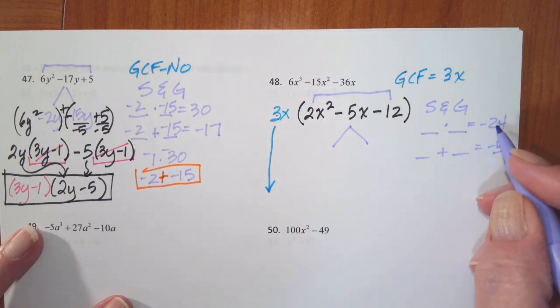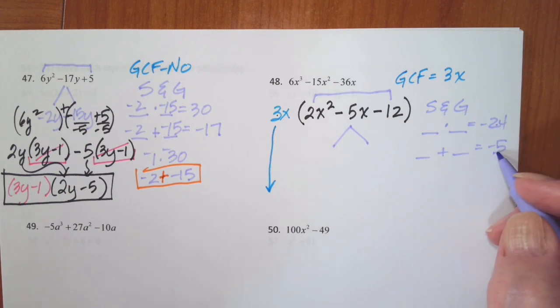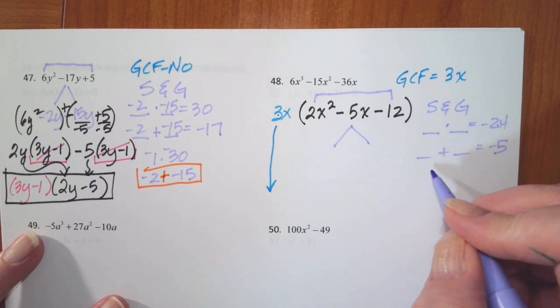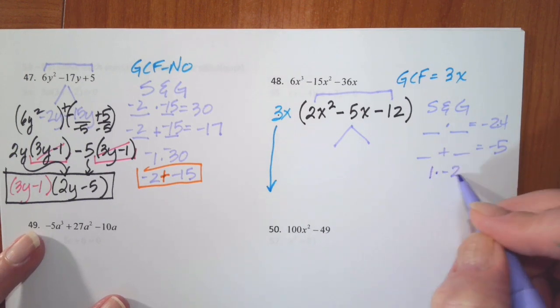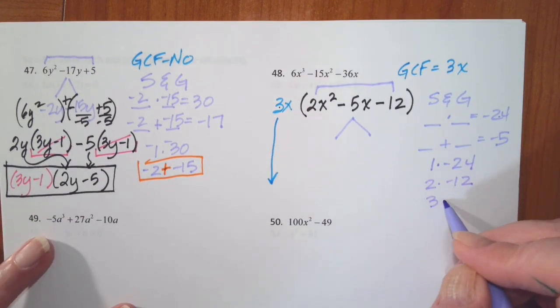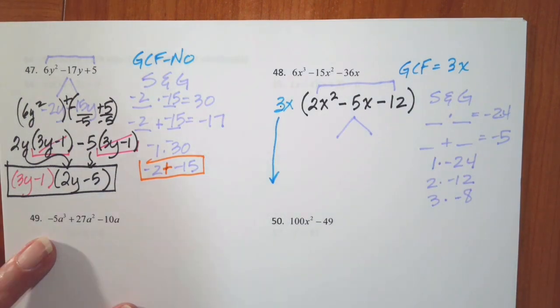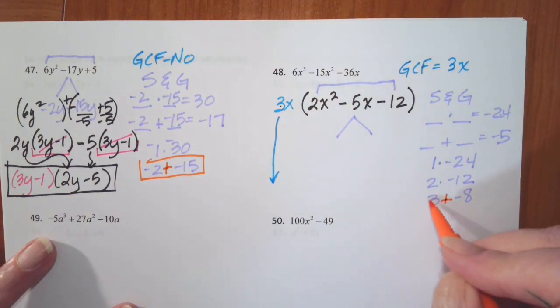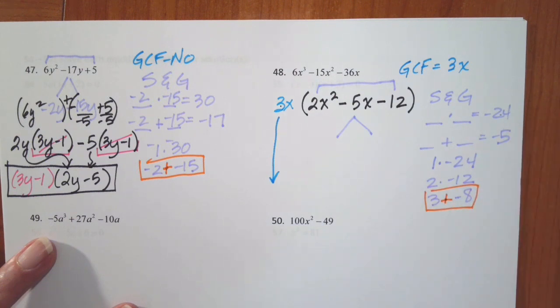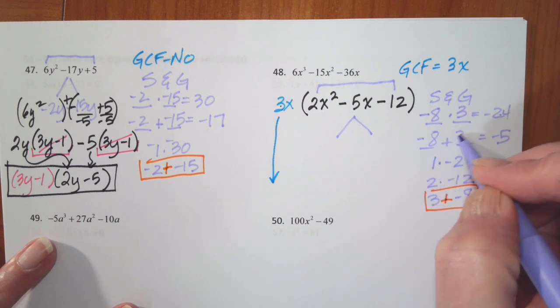Okay, so let's see. Negative product, so one's positive, one's negative. The sum is negative, so that means that the larger number is negative. So I have 1 times negative 24, 2 times negative 12, 3 times negative 8, and there we have it. 3 plus negative 8 is equal to negative 5. So my numbers are, and I'm going to put the negative one first, negative 8 and 3.